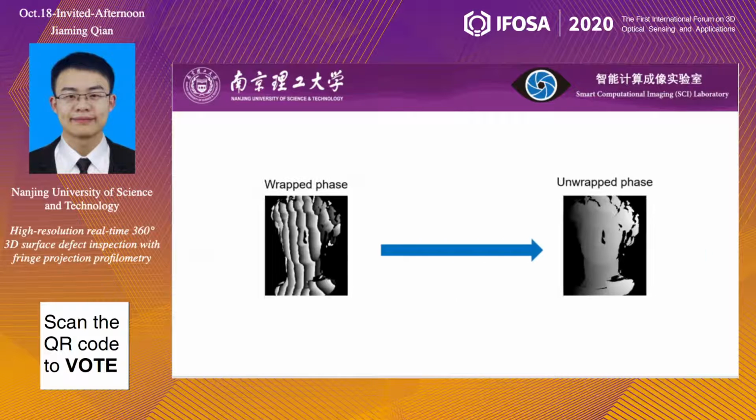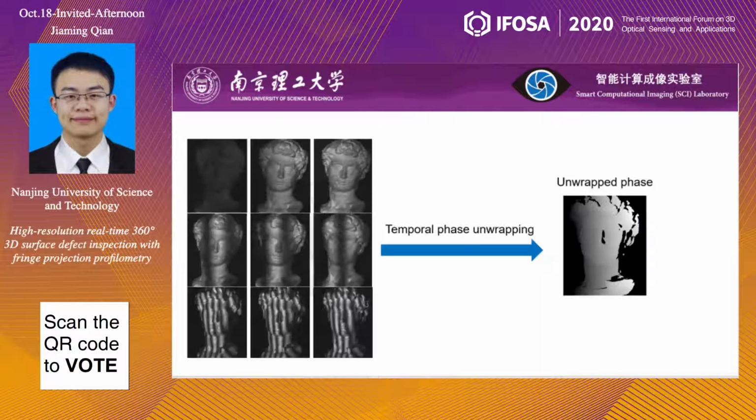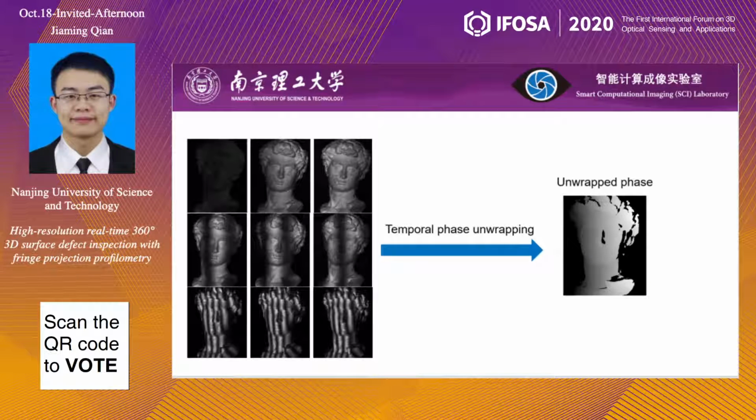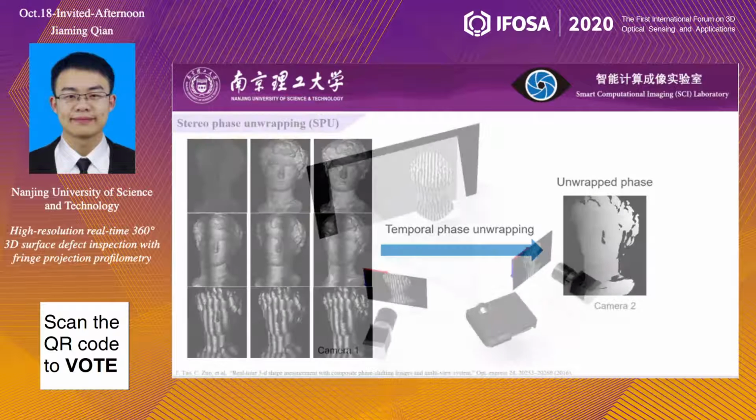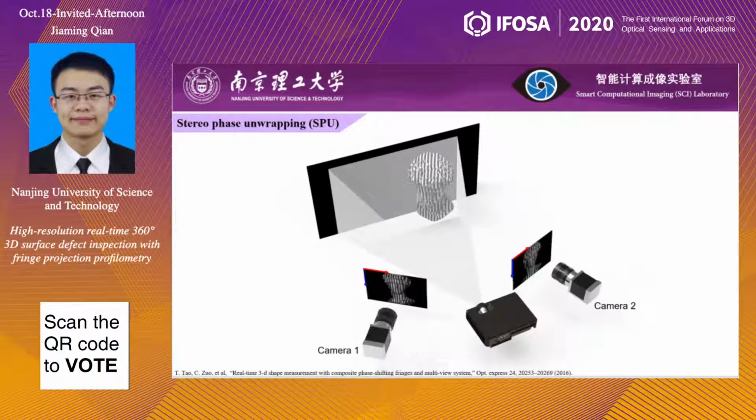To unwrap the wrapped phase, the common method is the temporal phase unwrapping method. However, with this method, we must project a lot of fringe patterns with different frequencies, which reduces the 3D imaging efficiency. In this work, we use the stereo phase unwrapping method, SPU, which can remove the phase ambiguity without projecting any additional fringe patterns. The principle of SPU can be seen in this figure.